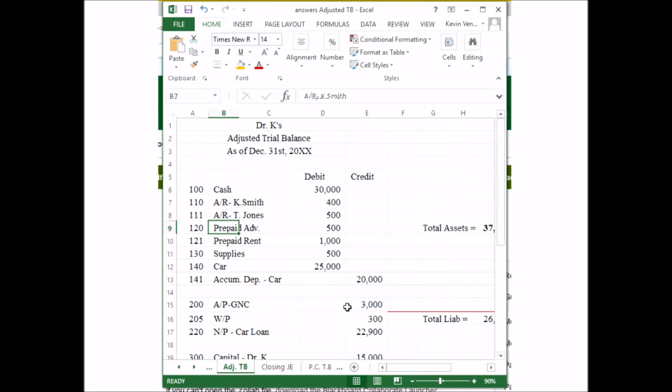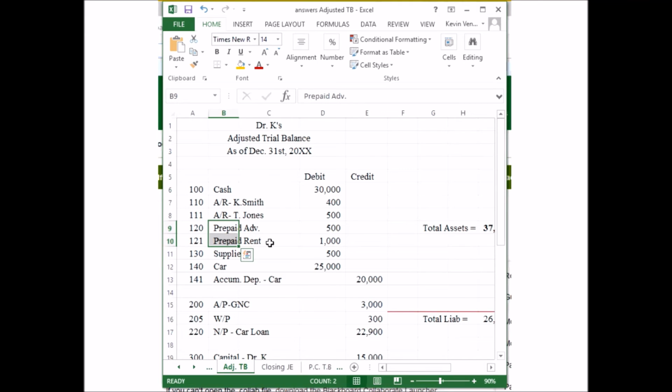Now remember, as I said when we started out, anything that we have more than one of, like AR on my trial balance, for the balance sheet, I want to go ahead and combine them. Because again, the bank doesn't really need to know that K. Smith and T. Jones owe me money. I need to know that. I need to know who to bill. But the bank doesn't care. And it's really none of their business. So I'm just going to combine it and show that I do have $900 coming in that I expect.